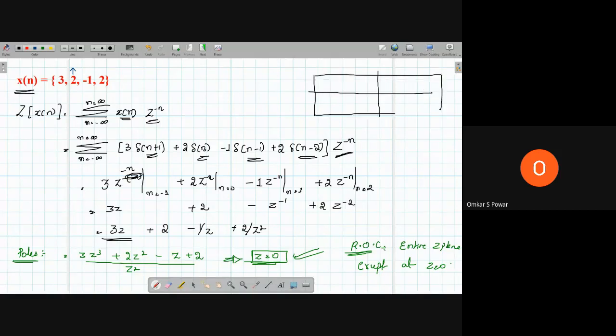First, we will plot the given pole. You have the given pole at z is equal to 0. So this is your given pole. Then what is your ROC? Entire z plane, except at z is equal to 0. I have marked the pole using this cross mark. If it was a zero, you should have used a circle.